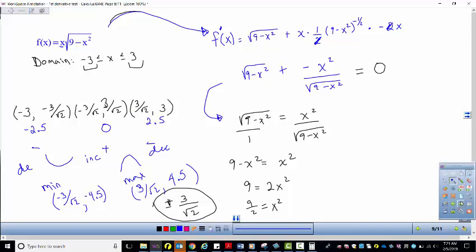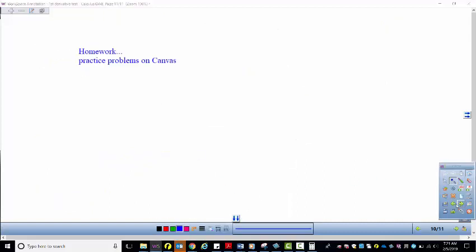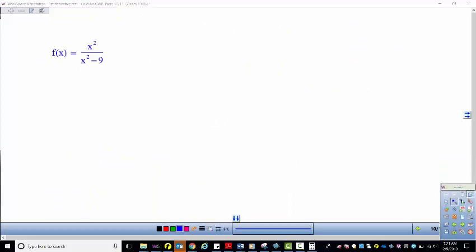I actually have one more problem I want to go through. And like I said, if you think you have enough, hit pause and come back to this one later, but make sure you watch them. This one is a rational function.